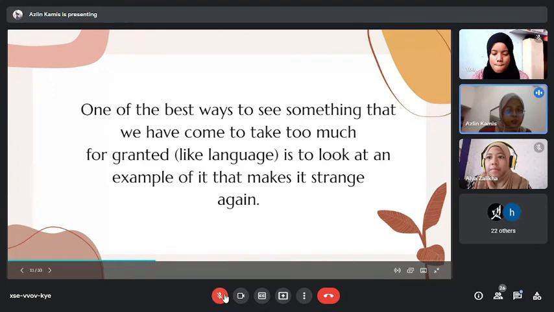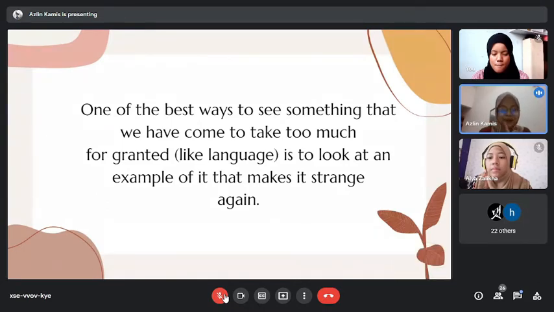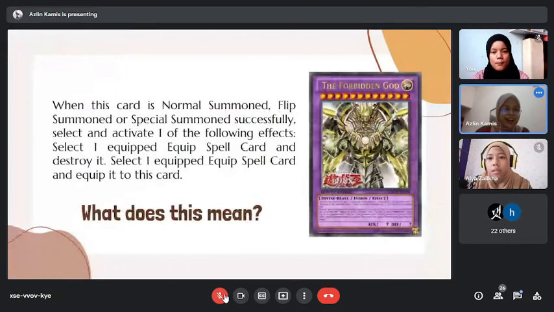One of the best ways to see something that we have come to take too much for granted, like language, is to look at an example of it that makes it strange again. So today I have one example to show my classmates. I think everyone already knows what this card is. This is from the game Yu-Gi-Oh.